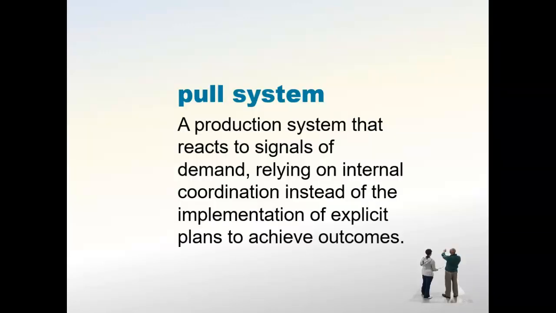For definition purposes, a pull system refers to a production system that reacts to signals of demand, relying on internal coordination instead of the implementation of explicit plans to achieve outcomes.